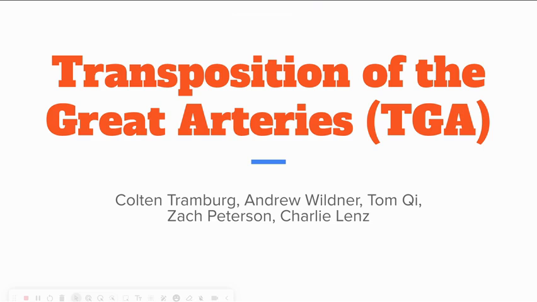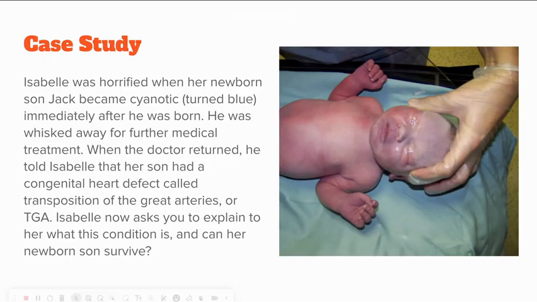So our group decided to do transposition of the great arteries, or TGA. This is where the aorta and the pulmonary trunk switch places. So we're going to start off with a little case study.